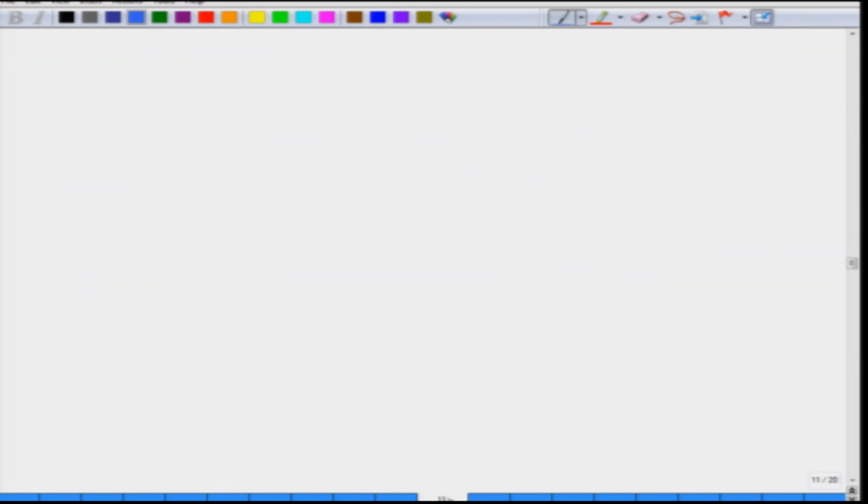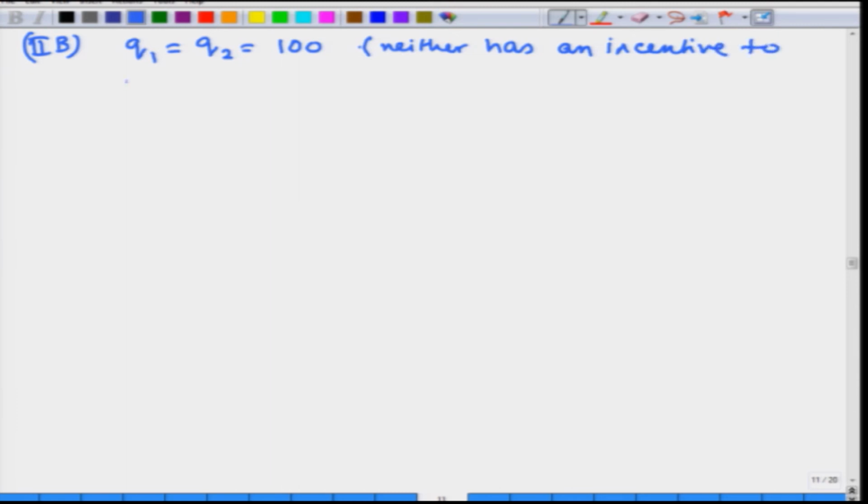Now, let us look at the second case 2b, where both firms are capacity constrained. Well, if both firms are capacity constrained, then essentially q1 is equal to q2 is equal to 100 units, right. Neither firm has an incentive to produce less than 100 units.